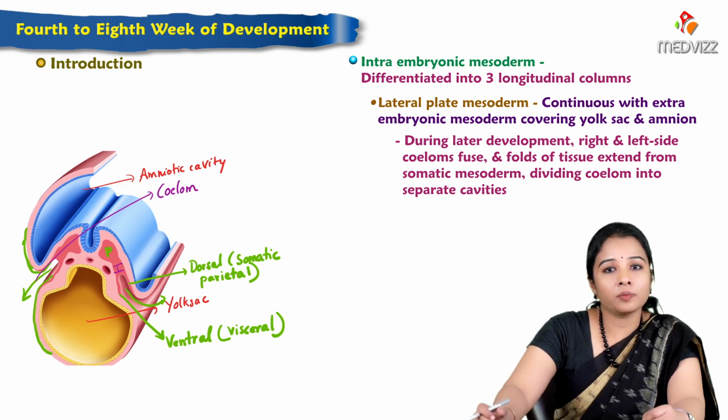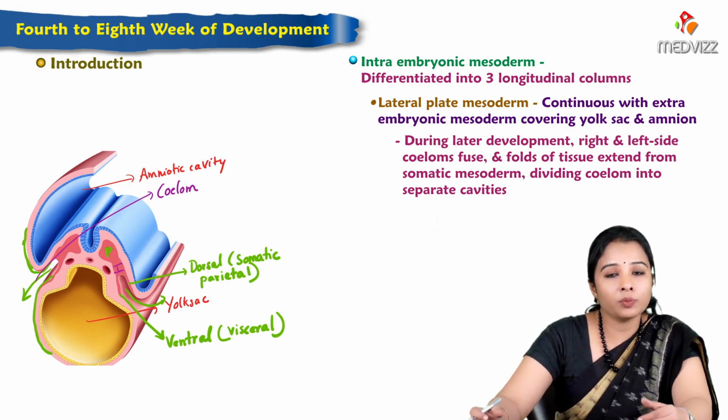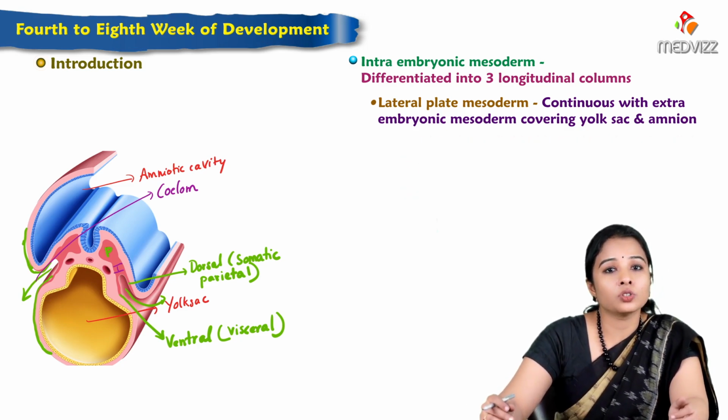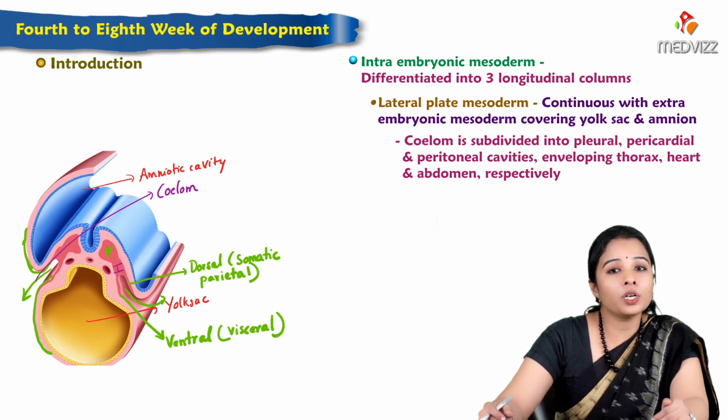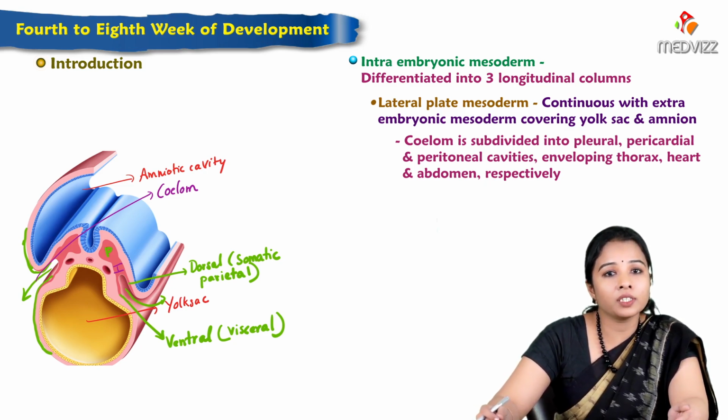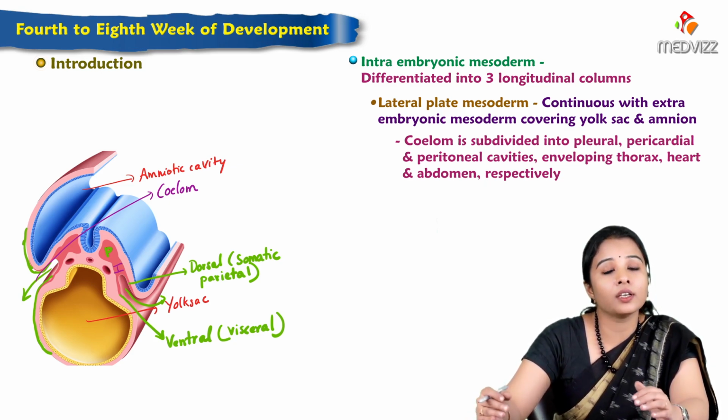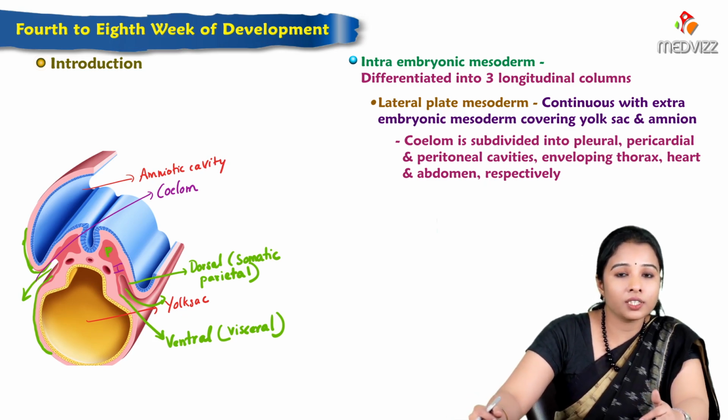During later development, the right and left sides of the coelom are fused by folds of tissue which extend from the somatic mesoderm, dividing the coelom into separate cavities, that is the thoracic cavity in the thorax region and abdominal cavity in the abdomen region. So it is subdivided into pleural and pericardial cavities, which are present in the thoracic region, whereas the peritoneal cavities, which are enveloped by the peritoneum, are observed in the abdomen region. Pleuropericardial are present in the thorax and heart, whereas peritoneal is associated with the abdomen.